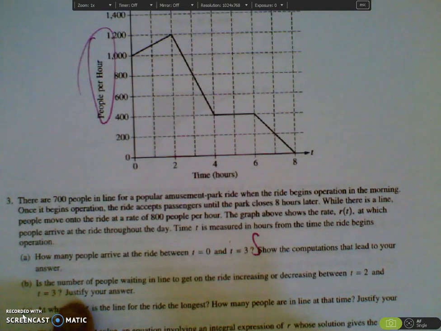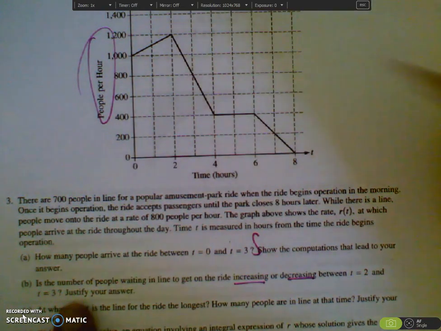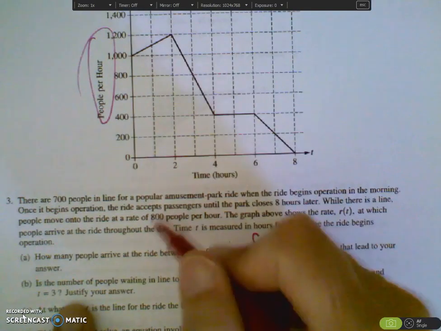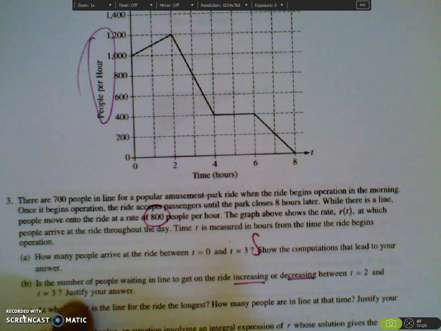In part B, is the number of people waiting in line to get on the ride increasing or decreasing? This is an interesting one. To know if the number of people is increasing or decreasing, I need to compare the rate at which they arrive with the rate that they're being put onto the ride. So I'm comparing two rates. I'm going to call that one a derivative question.